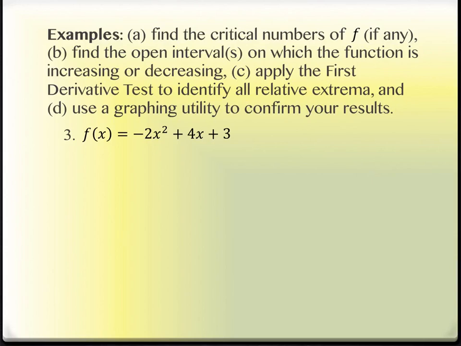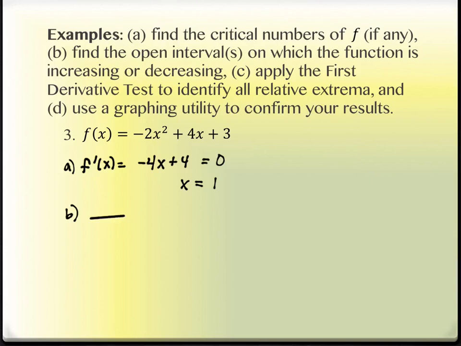So what is the derivative? Negative 4x plus 4. And then what are we going to do? We're going to set it equal to 0, right? This is finding our critical points. What does x equal here? 1. Amazing. Step 1 done, or step A. Okay, so part A, I found a critical point, and there's only one.